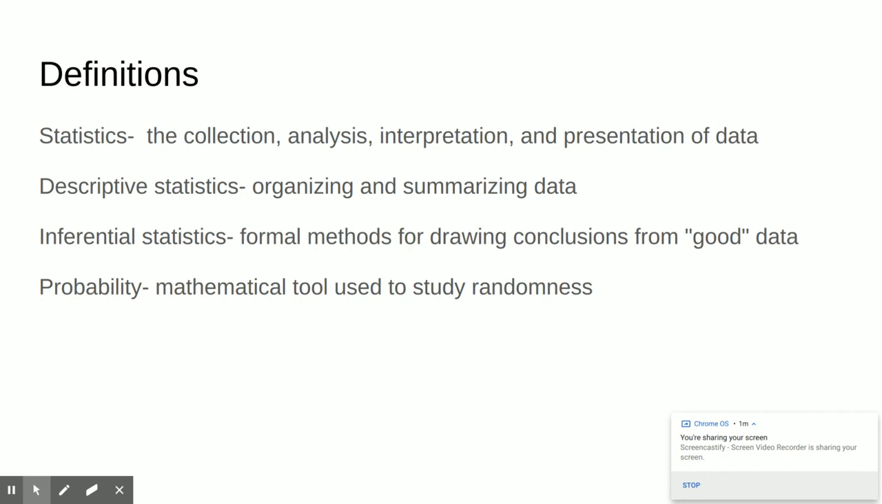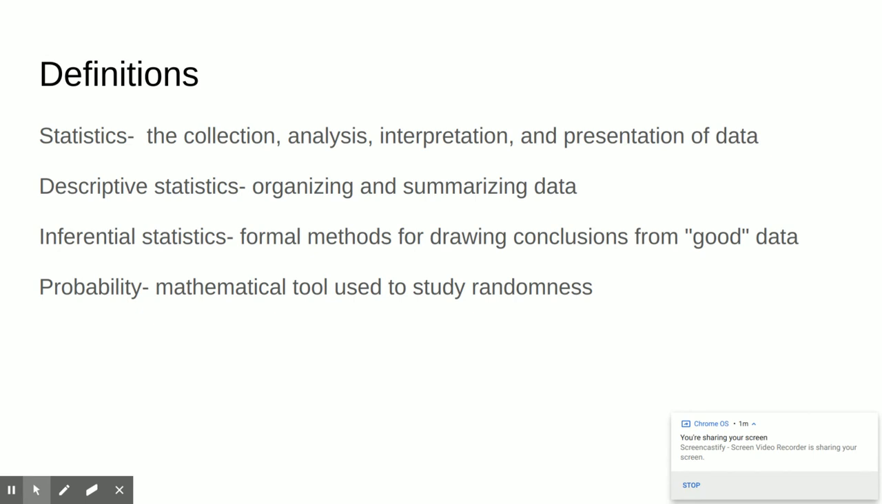Then we get into my favorite, inferential statistics. It says inferential statistics is formal methods for drawing conclusions from, quote, good data. That'll be later, all right? So we'll retouch on that when we're ready for it.